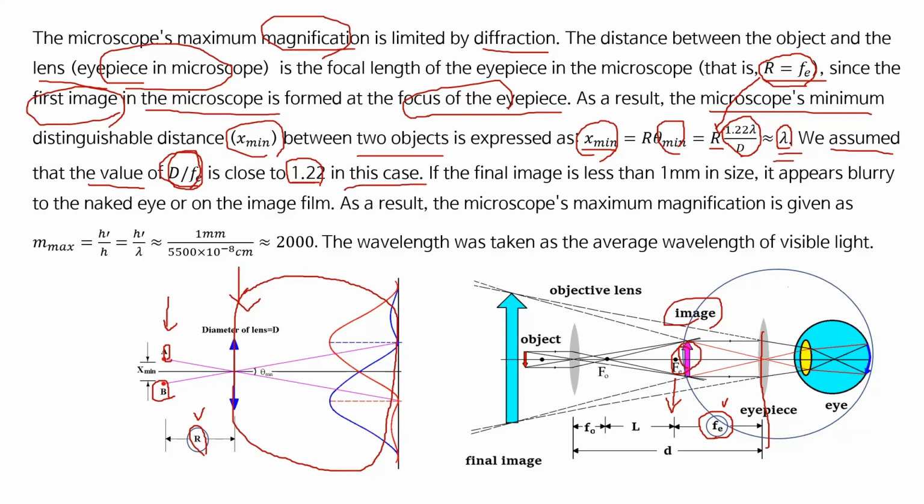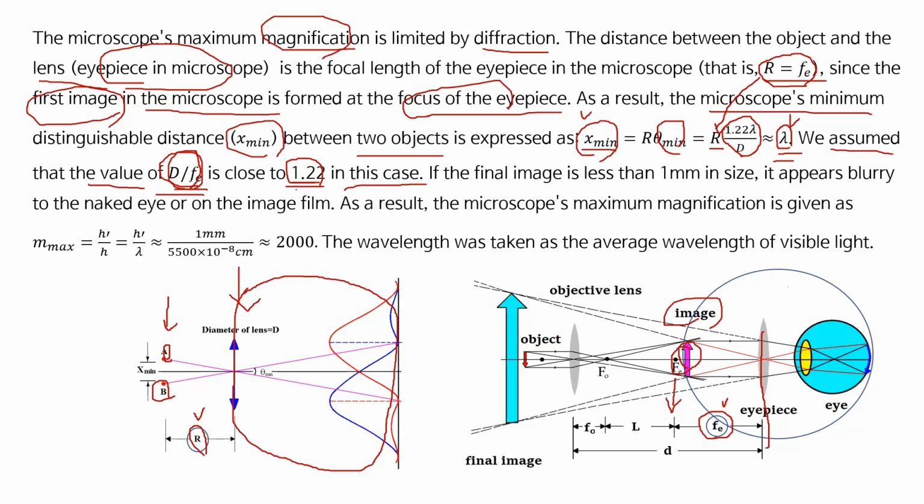In this case, we assume that this is close to 1.22, then we have x minimum, the observable, distinguishable distance between two objects, is nearly the same as the wavelength of the light we used.